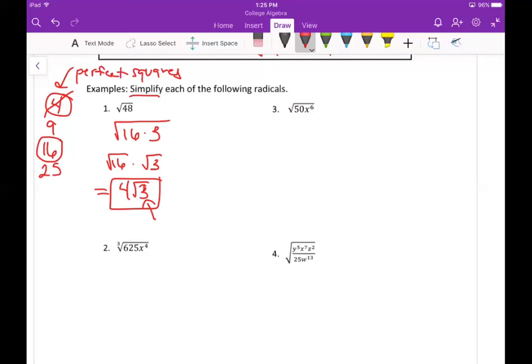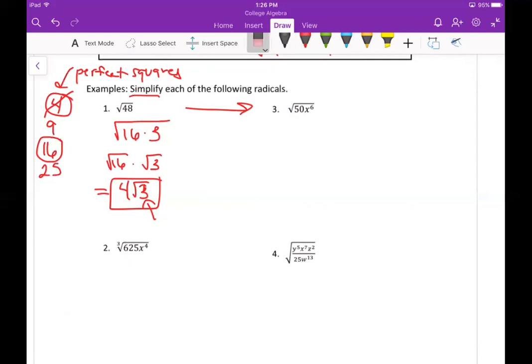Okay, so let's try that again. I'm actually going to go on to number 3 next, and then we'll go down to number 2. Let's stick with the square root and just add in, what if we have a variable to an exponent underneath there? What happens? So let's deal with the number first.